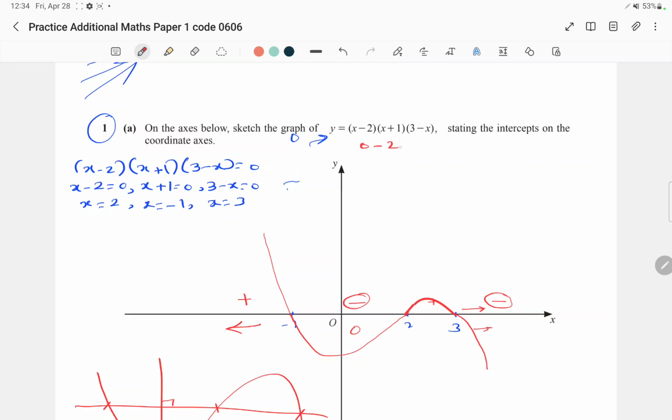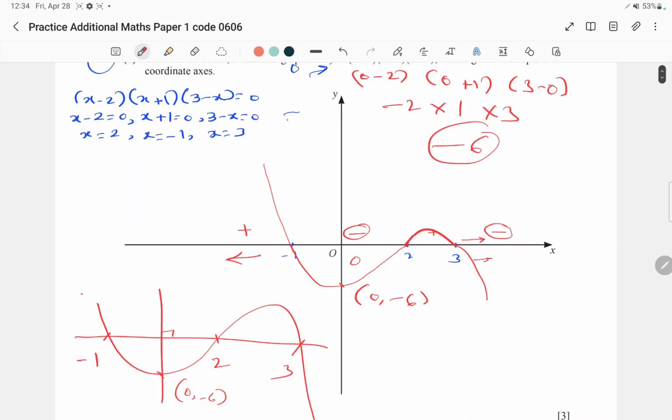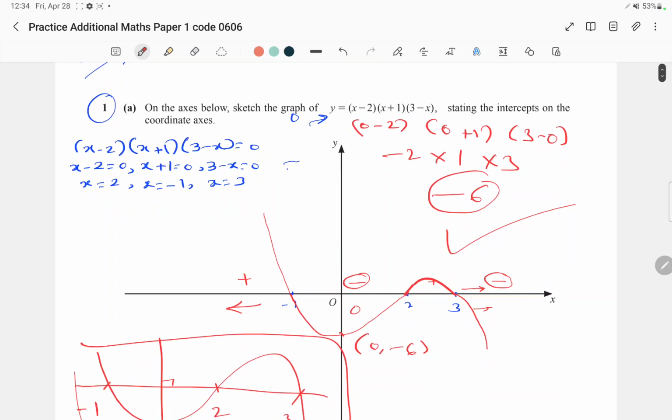So 0 minus 2, 0 plus 1, and 3 minus 0. So 0 minus 2 is -2, times 1, then times 3. It's -6. So this will be 0 comma -6. This is your final graph. Okay, so question 1 was easy.